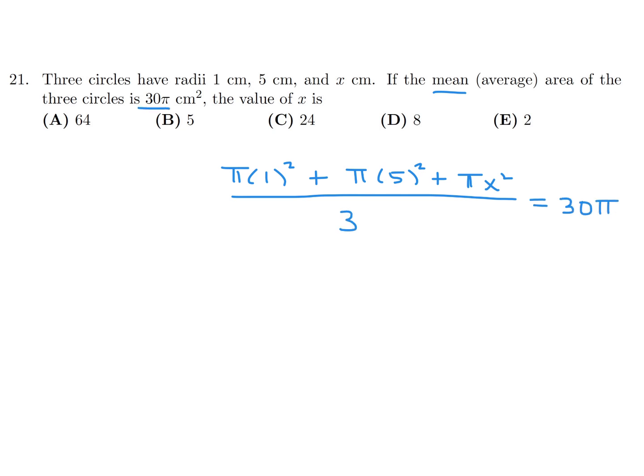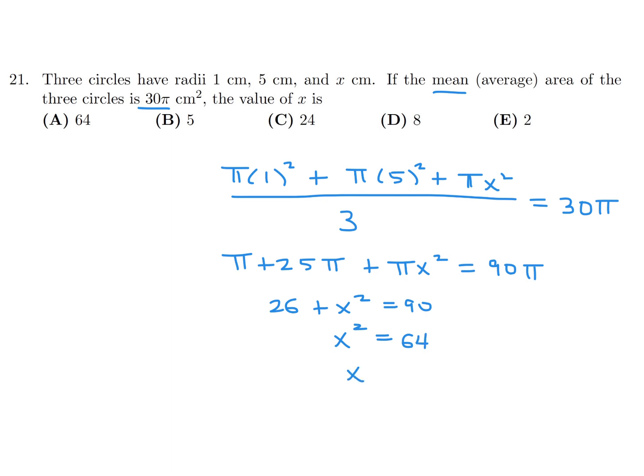So that's the math of this question. So here we go. This is going to be pi plus 25 pi plus pi x squared, and then we'll just cross multiply here and give 90 pi. So let's just cancel out all the pi's, and then we just get 26 plus x squared is 90, and therefore x squared is 64, and then take the root, and that's going to give you 8 for x, and therefore number 21 is D.